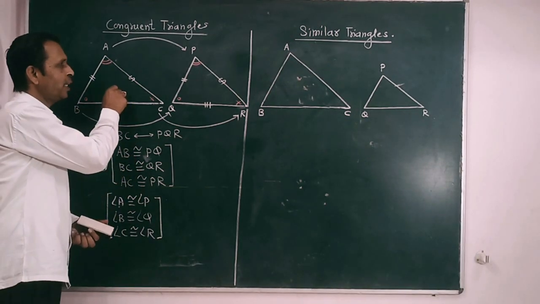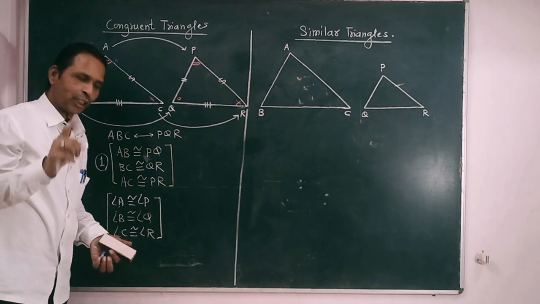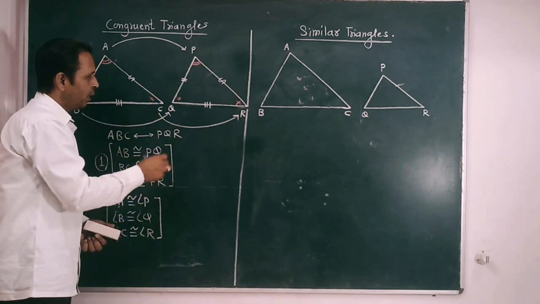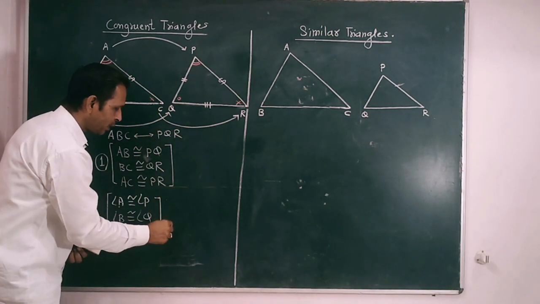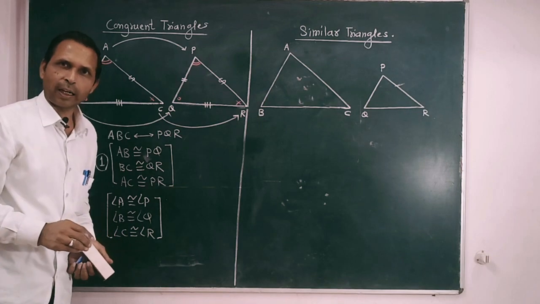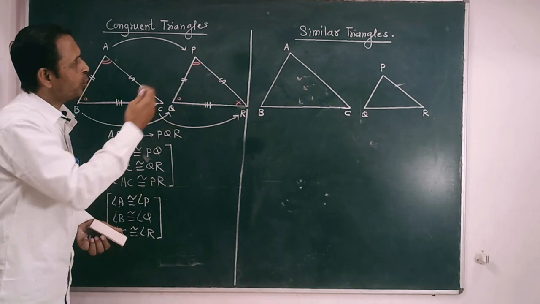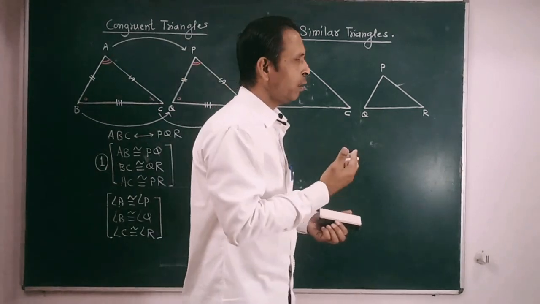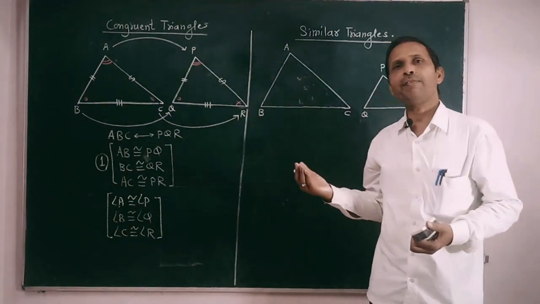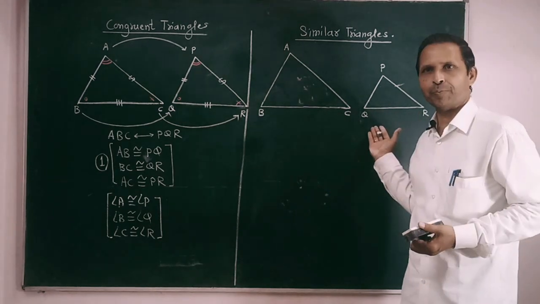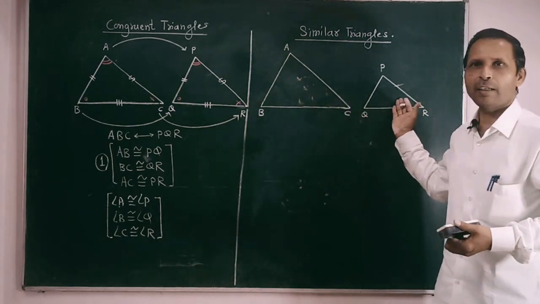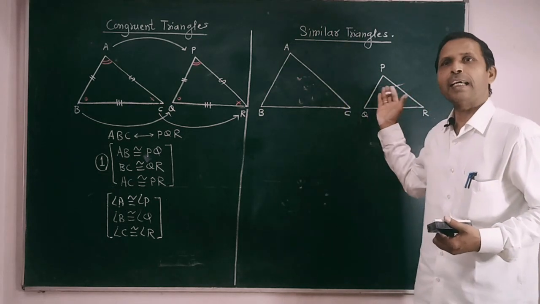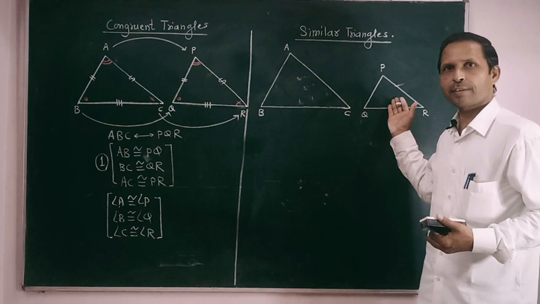This means the 6 elements of one triangle are correspondingly congruent with the 6 elements of the other triangle. Then we say that these triangles are congruent triangles. Now, what about similar triangles? We know that in similar triangles the size is different, but the shape is the same. The shape is a triangle, but the size is different. Now when the size is different, what about the angles?